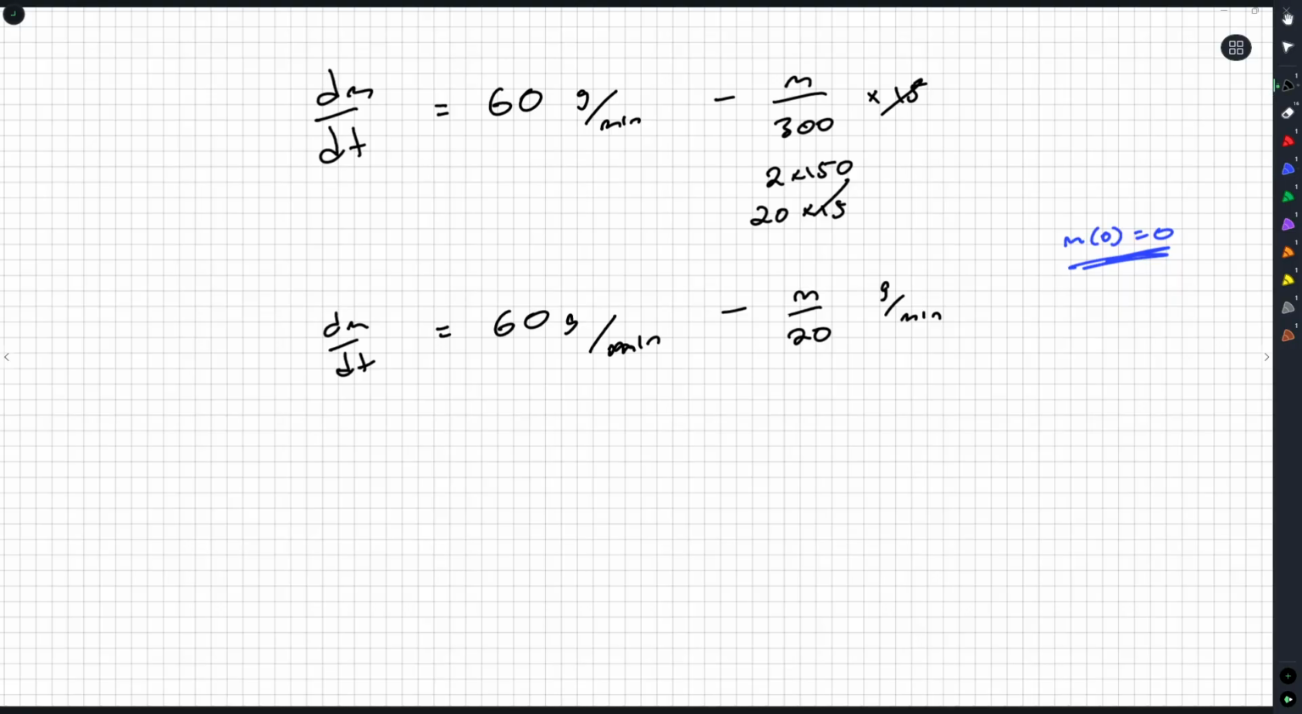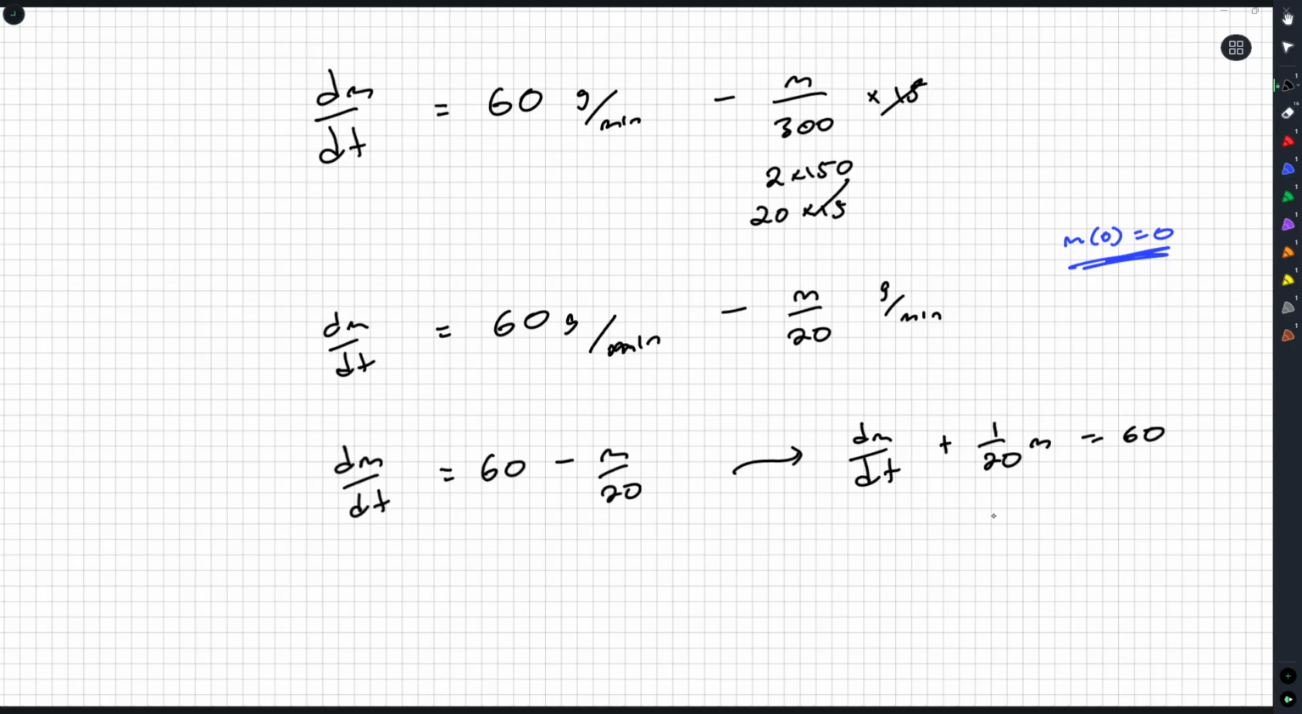Okay. So what can we do here? Well, let's get rid of the units now. They've served their purpose. So 60 minus m over 20. This is our differential equation for dm by dt. This is separable. It's linear. You can use either one. I'm a big fan of linear for this sort of thing, so I would rearrange it. But if you want to treat it like a separable differential equation, absolutely go for it.